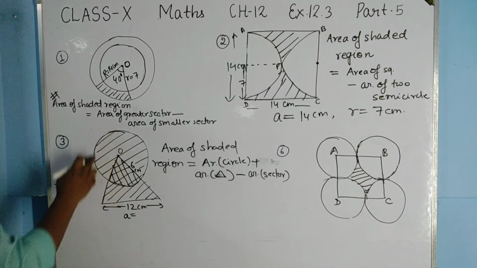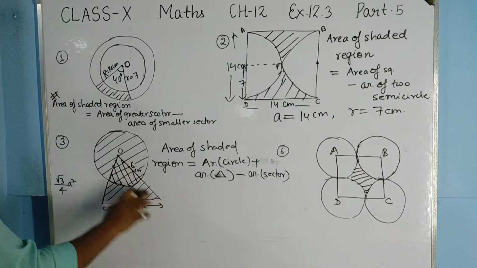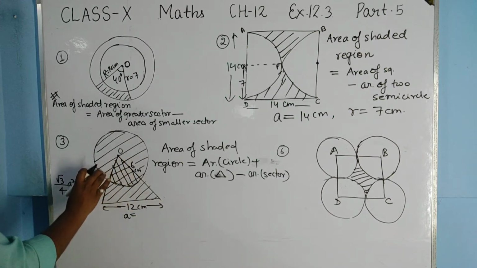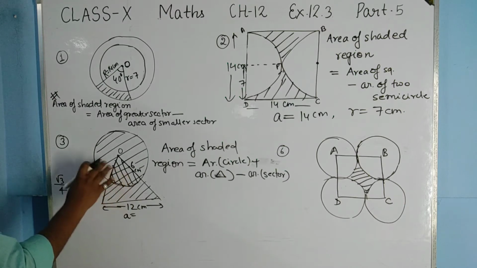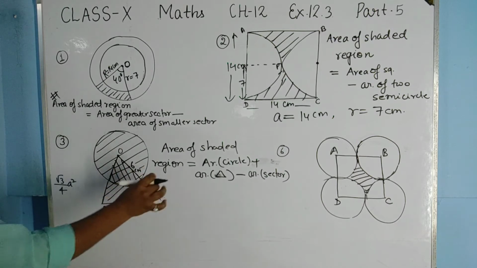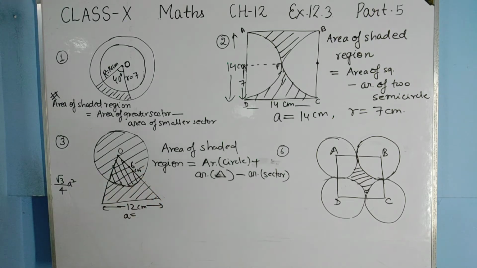Okay, when we add the area of the circle with the area of the triangle, this region came twice. To balance it, so that it should not come twice, we have subtracted 1 time the area of the sector. Okay.